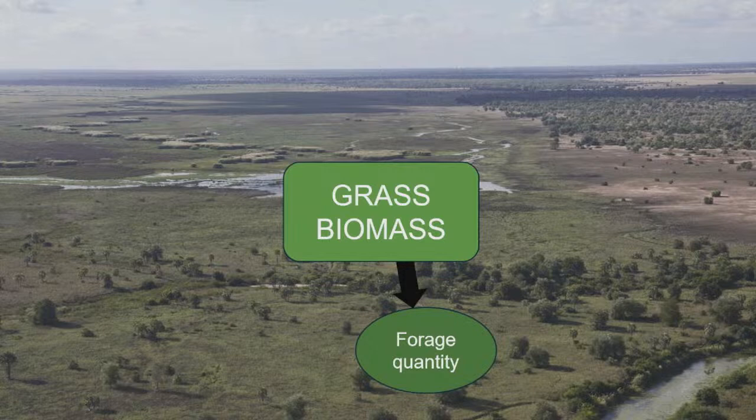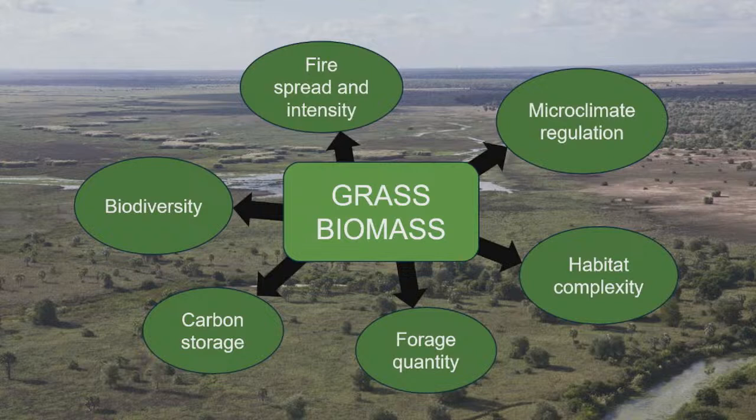But increasingly, the sorts of questions we're interested in have to do with variation in grass biomass at much finer scales, right? So we might care about something like microclimate regulation and how that affects the movement of small mammals through the grass layer. We might care about the spread and intensity of fire, which can be strongly influenced by very local scale patchiness in grass biomass.